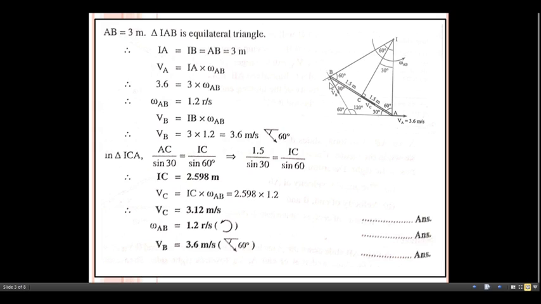If you just focus on this B point, initially we considered the A point, now consider this B point. With respect to this B point, write this formula. So VB is nothing but IB multiplied by the angular velocity of the same rod, that is AB. So omega AB is written here. Omega AB is already with us, 1.2, IB already with us, 3 meter. Just substitute here, do the calculation. In this way you can get VB equals 3.6 meter per second. Now this direction we already know, it makes an angle of 60 degree with the horizontal line.